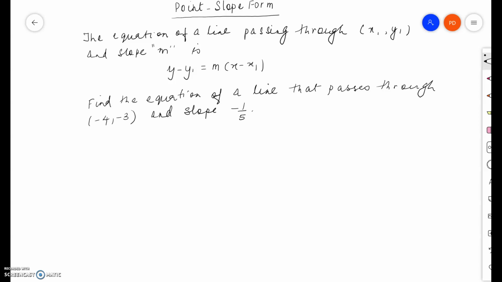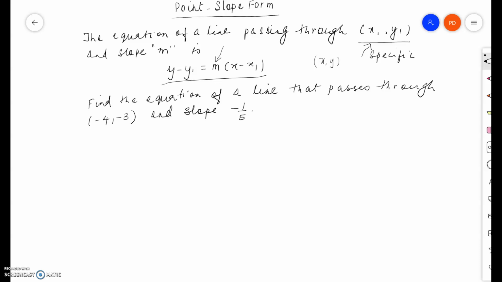If a line passes through a point x1, y1, so x subscript 1, y subscript 1. When we have subscripts, what that means is that it's a specific point on the line. xy is a general point on the line, and m is the slope. So you're given a specific point on the line, and then you're given the slope. Then the equation of the line is y minus y1 equals m times x minus x1.